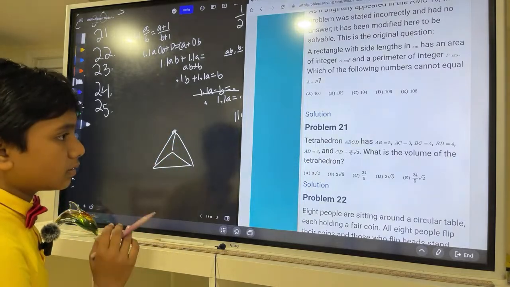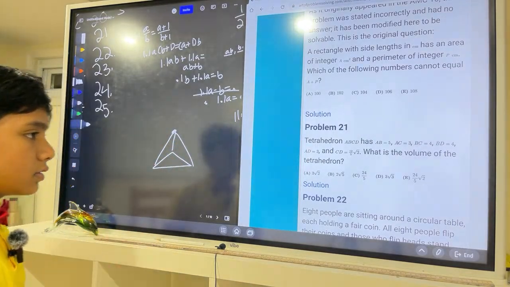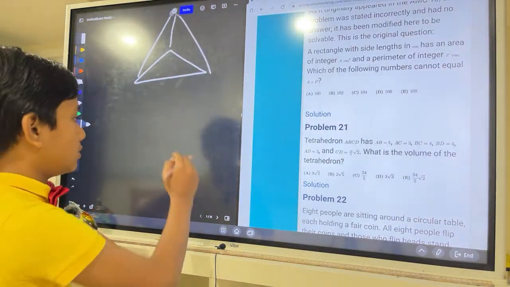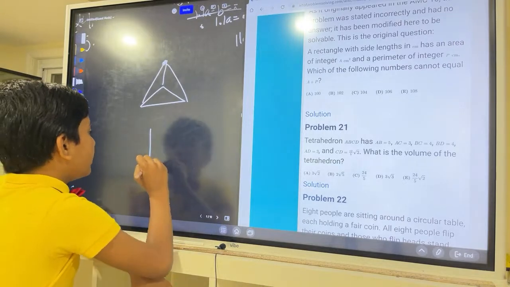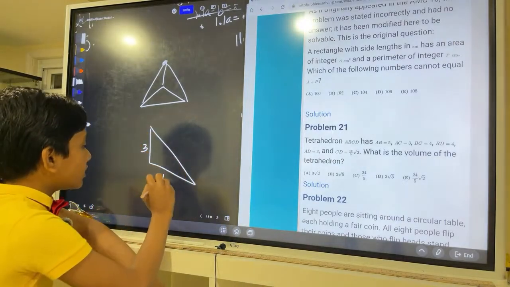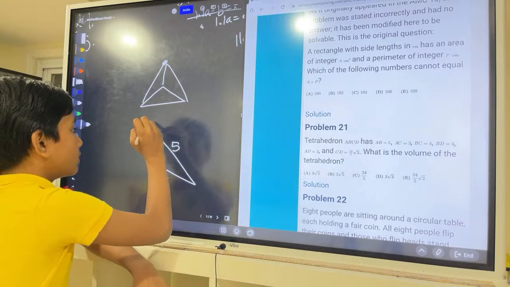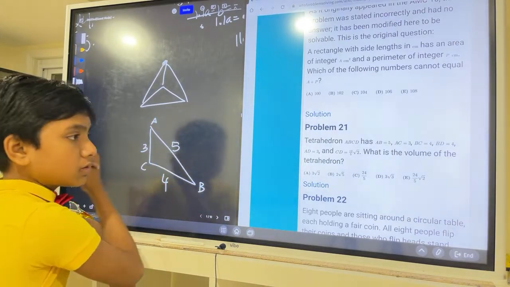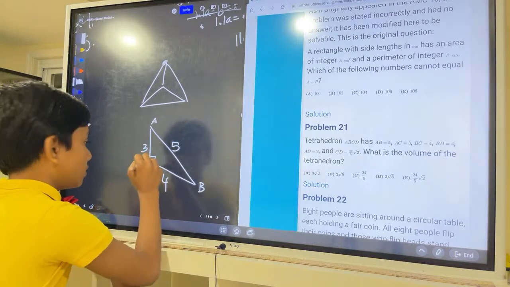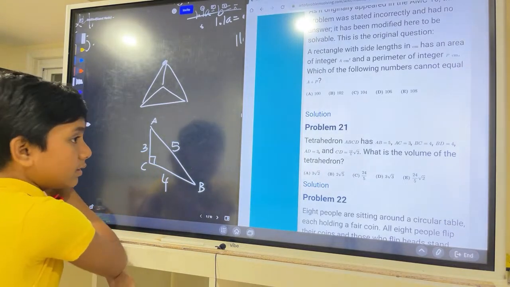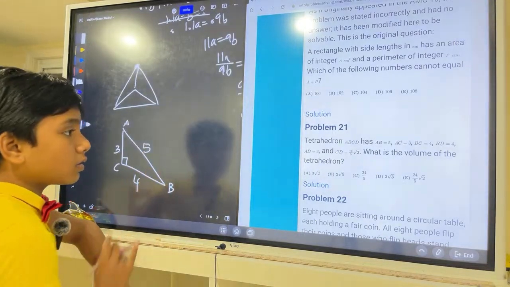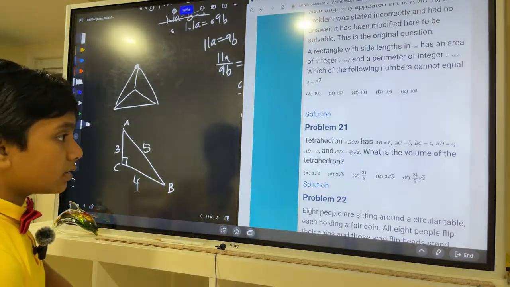1, 2, 3, 4, 5, 6. Okay. No. Why do we have a 3, 4, 5 triangle stuck in the middle of our tetrahedron? It's so confused. BC is 4. BD is also 4. AD is 3.